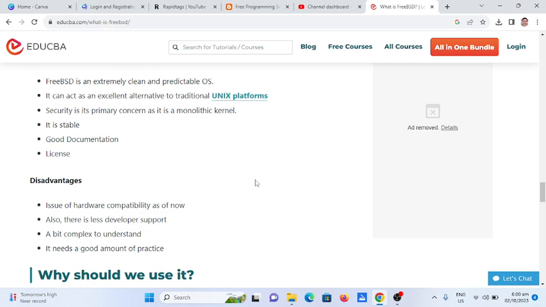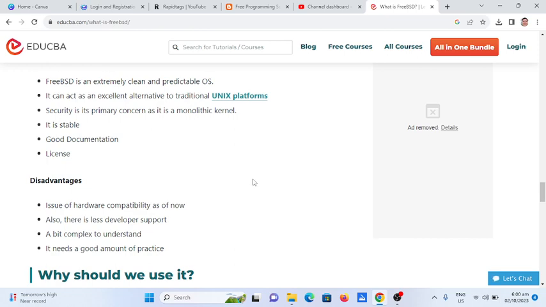First, there is an issue on hardware compatibility as of now. Second, there is also less developer support. Third, it is a bit complex to understand, so it takes time to study. And lastly, it needs a good amount of practice to be proficient in using the FreeBSD operating system.